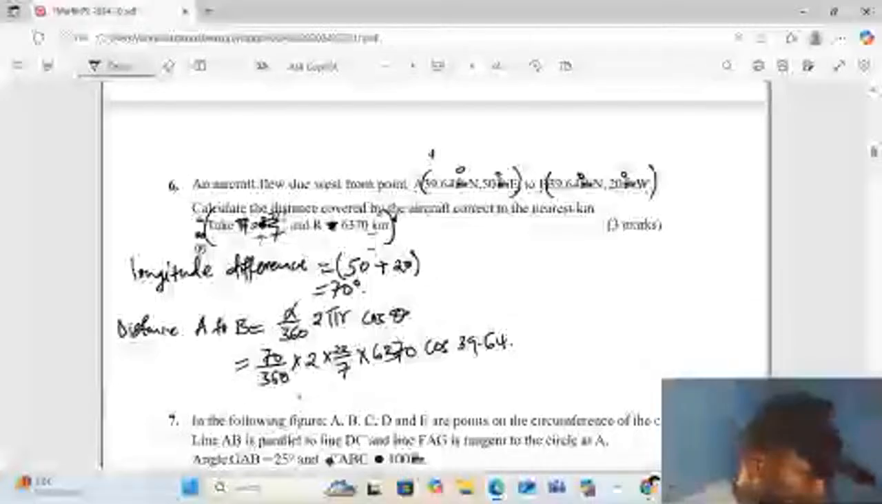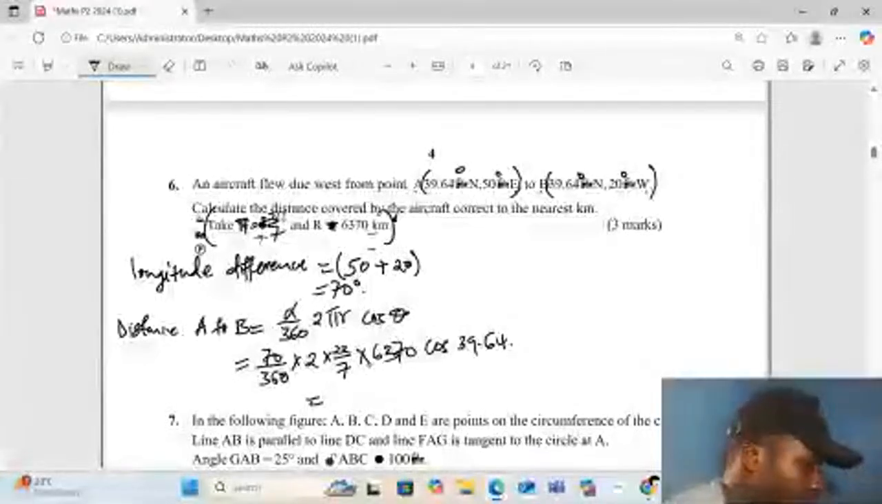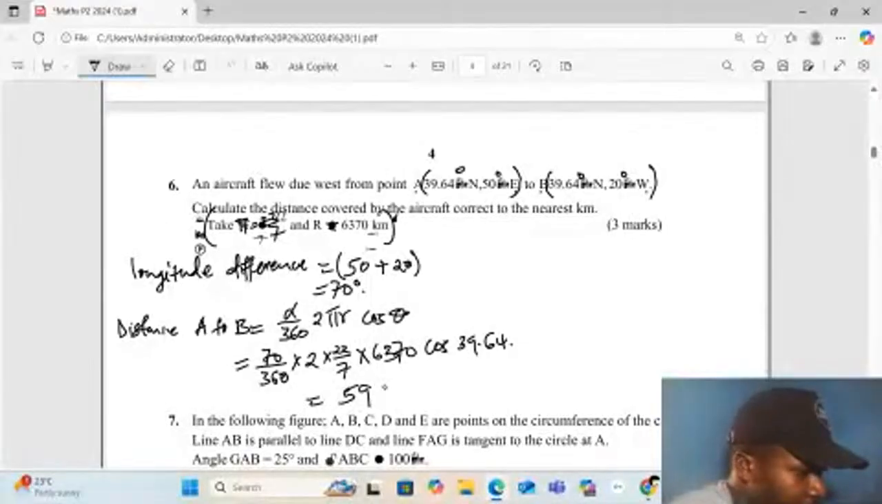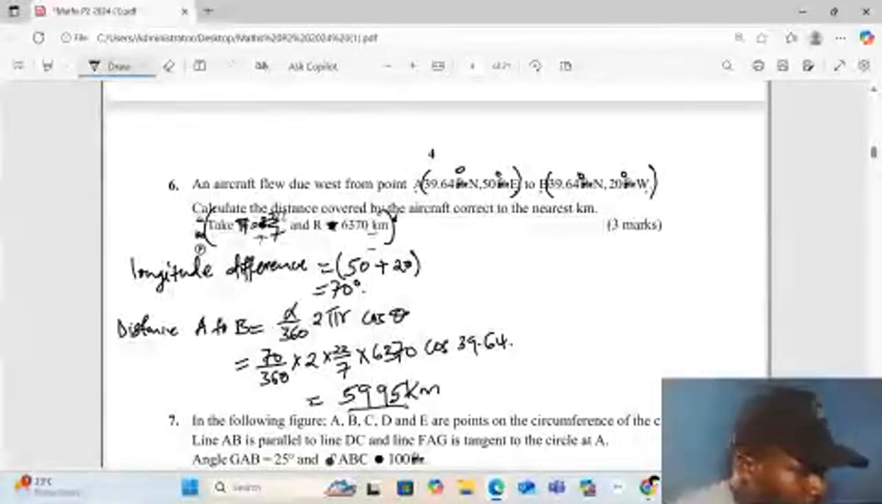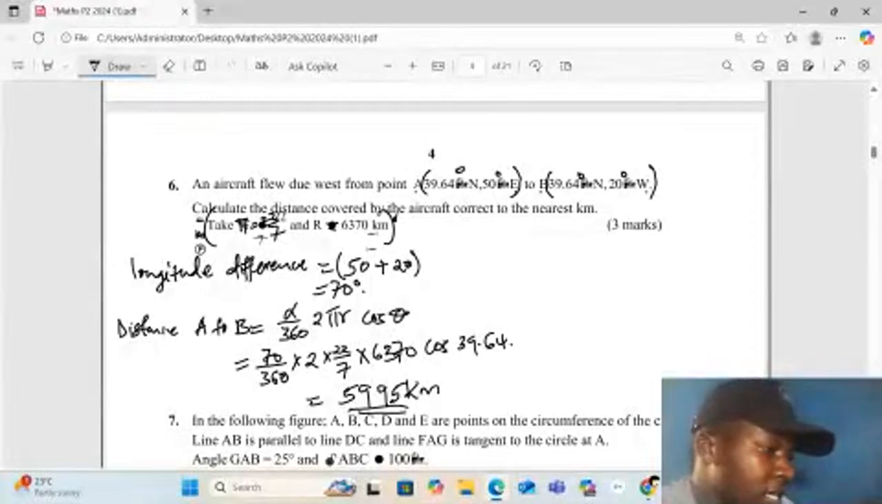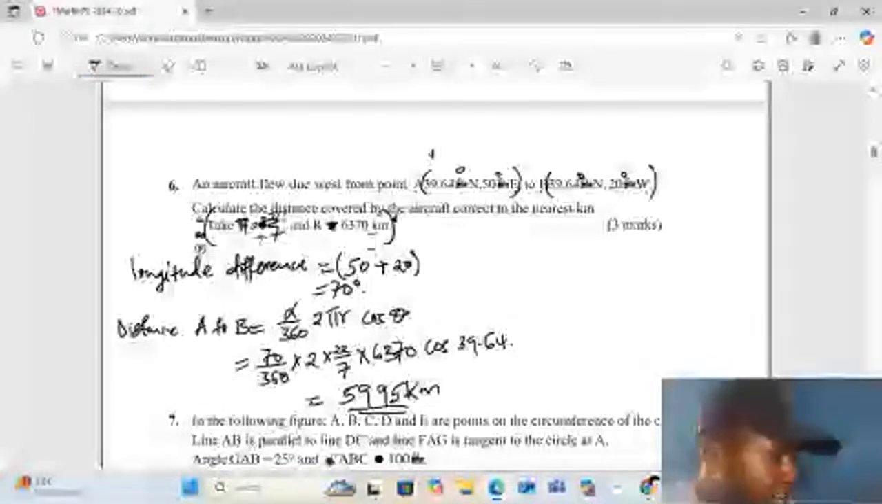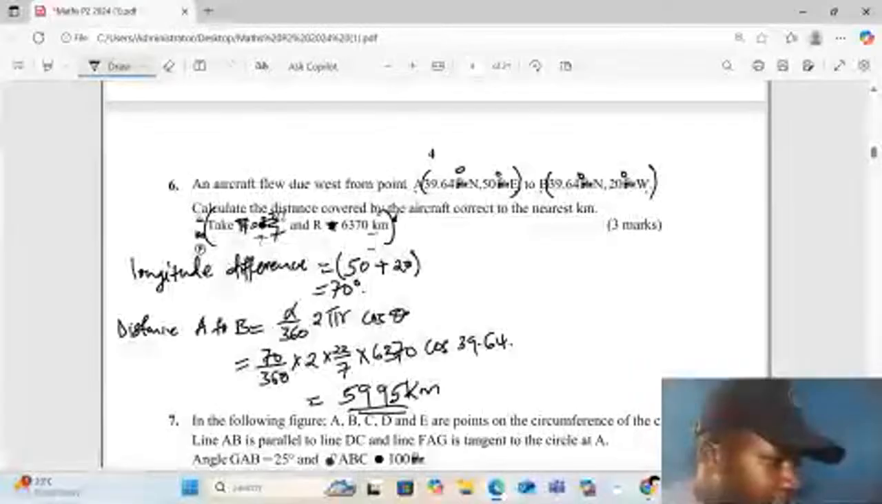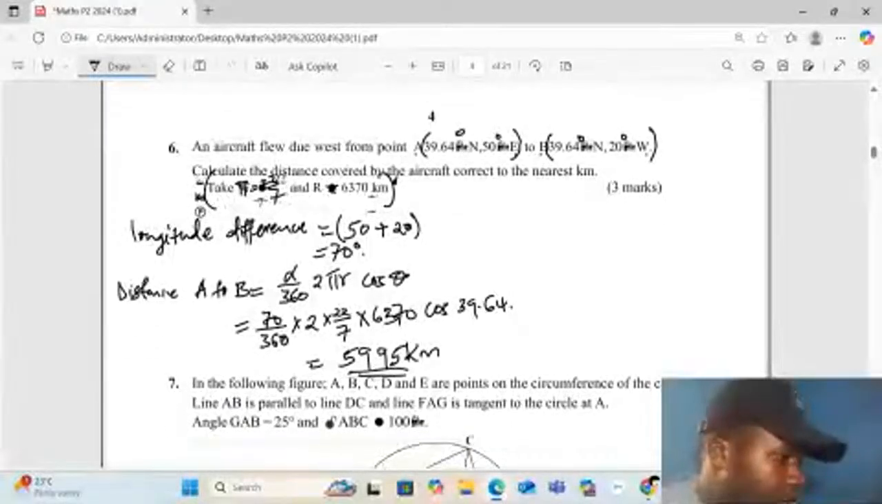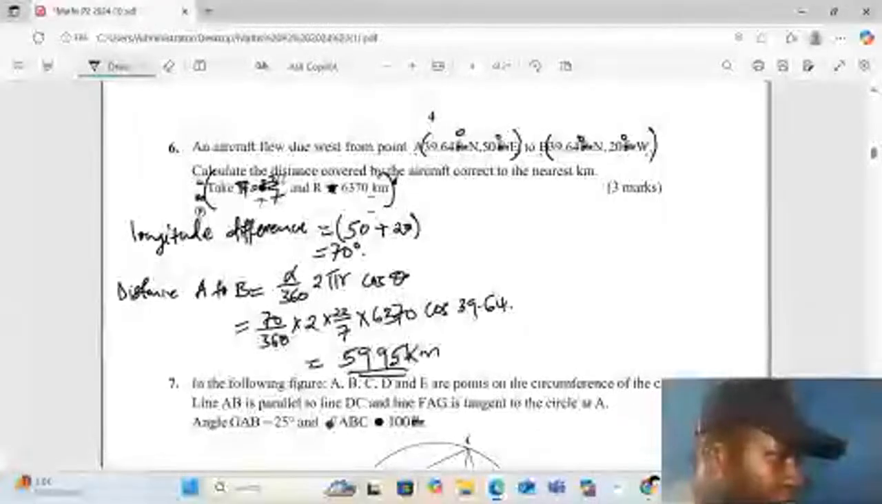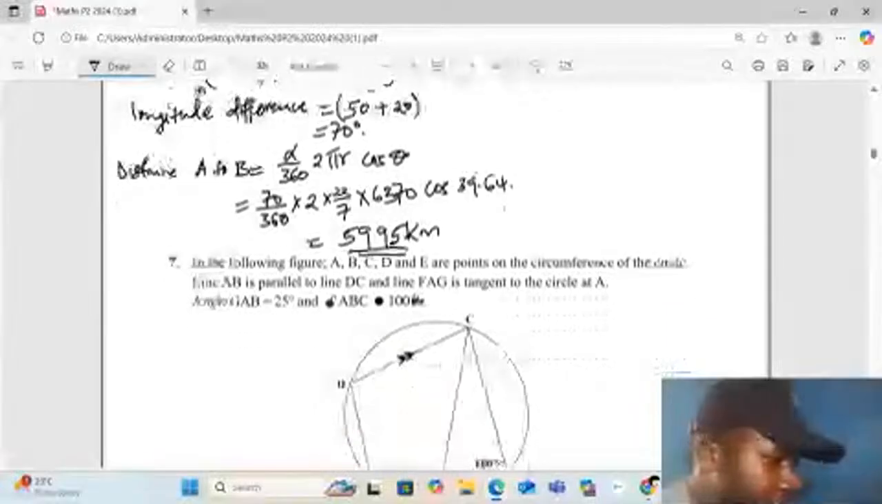So when you work this one out, you're going to find your distance to be 59.95 kilometers. So that is now your distance in kilometers. That is how you get your answer in kilometers from point A to B using latitudes and longitudes.